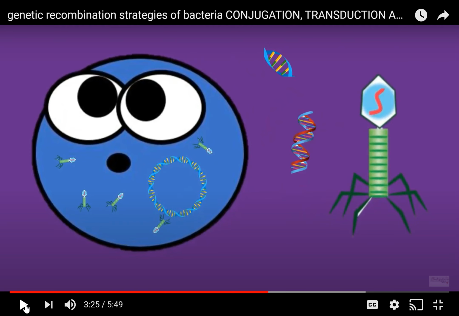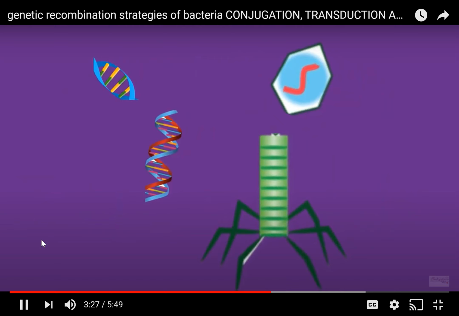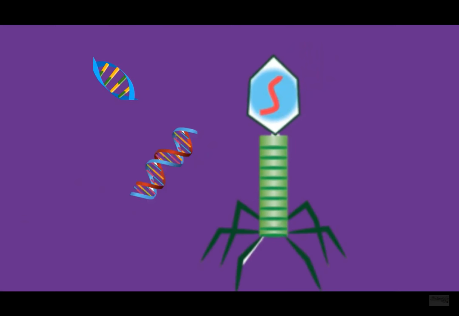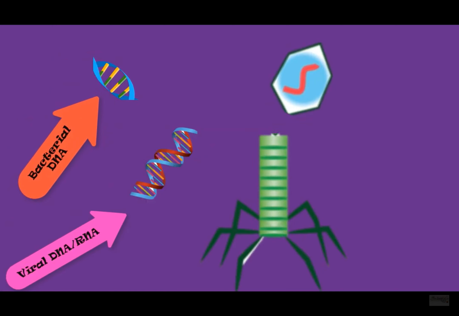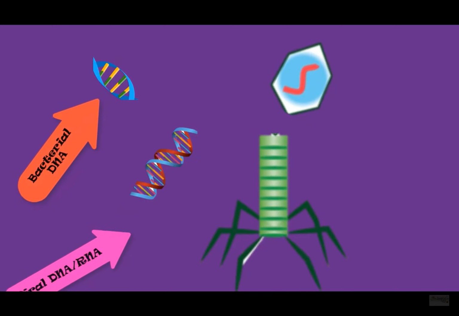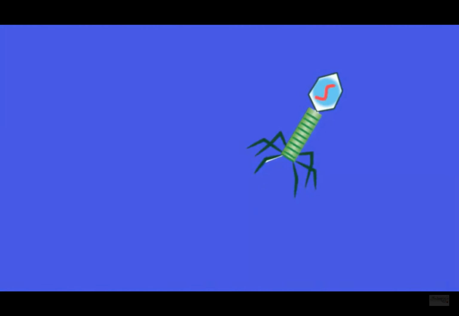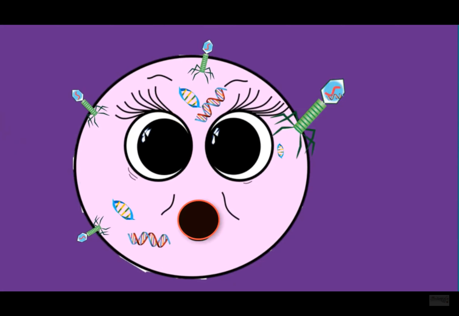Viruses must package their DNA into their new capsids. This process is not perfect. We find that sometimes small pieces of bacterial DNA will get packaged along with the bacteriophage's genome. When the new bacteriophages infect a new host cell, the bacterial DNA will be injected along with the viral genome.